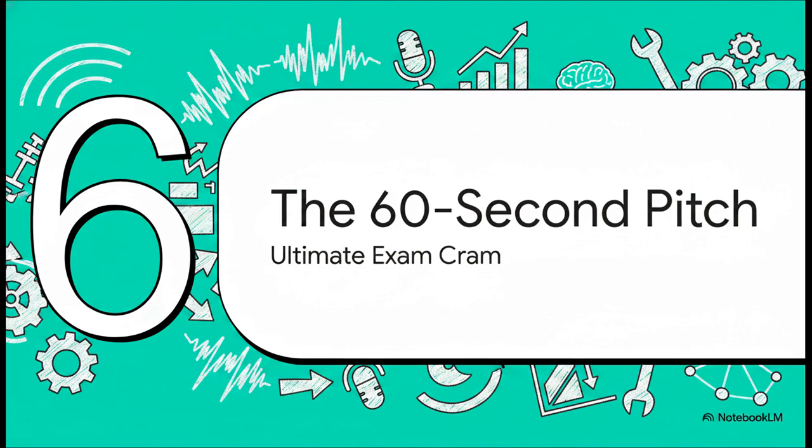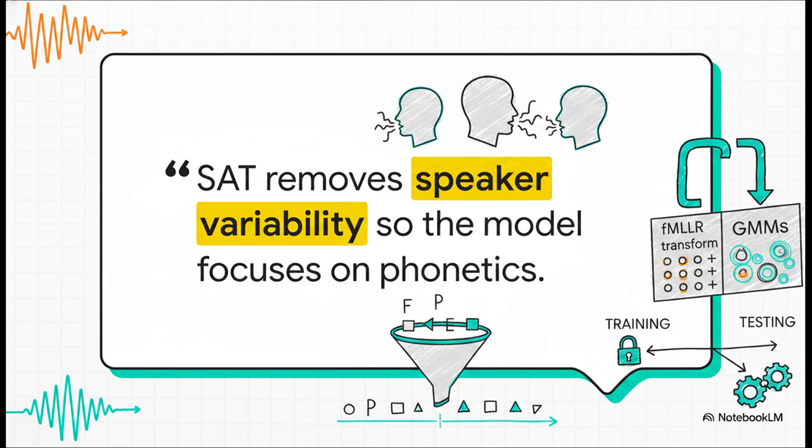All right, finally, Section 6, the 60-second pitch, your ultimate exam cram. Okay, we've covered the math, we've covered the loop, and we've covered the deployment challenge. Now, if an interviewer asks you to explain SAT, this is exactly what you tell them. Ready? SAT, or Speaker Adaptive Training, is a training procedure that removes speaker variability so the acoustic model can focus entirely on phonetics. Without it, your senone GMMs waste their capacity modeling both the sound and the speaker, which turns into a highly inaccurate blurry average.